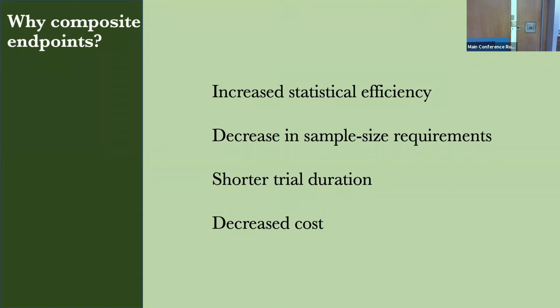But that's the main reason, because in order to reduce the number of patients that you need, a shorter duration of study, less resources, less money, they combine the outcomes together and they create composite outcomes. It's mostly for reducing the sample size and reducing the resources that are needed for the trial.